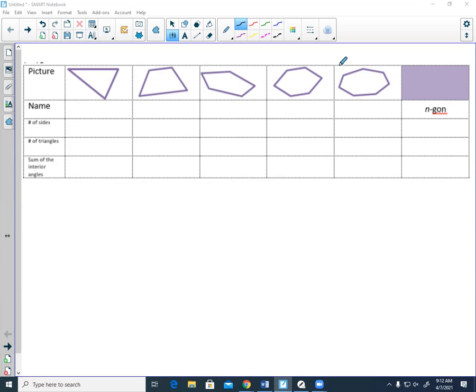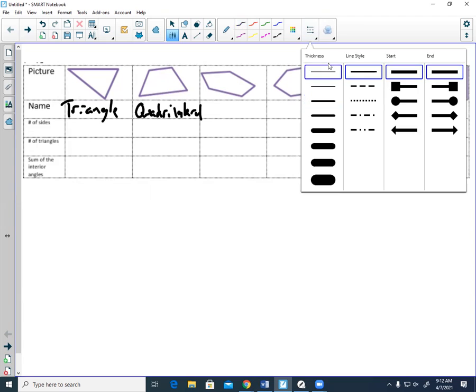So what I'm going to start with is just naming these things. The first one is obviously called a triangle. The second one is called a quadrilateral. Quadrilateral just means a shape that has 4 sides. So this is a shape that has 4 sides.